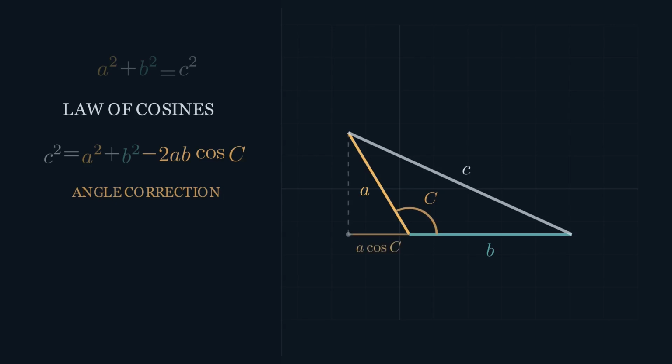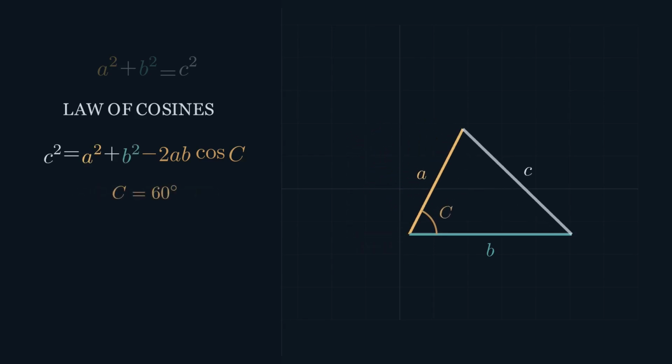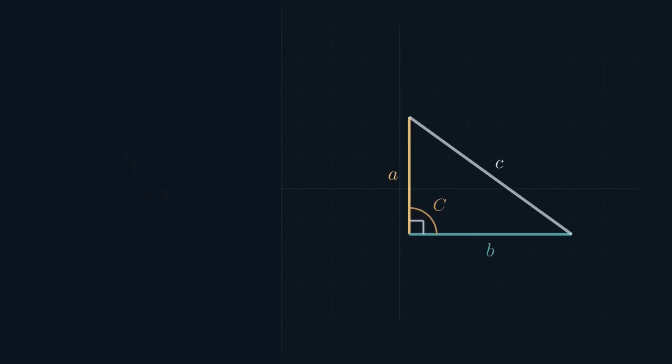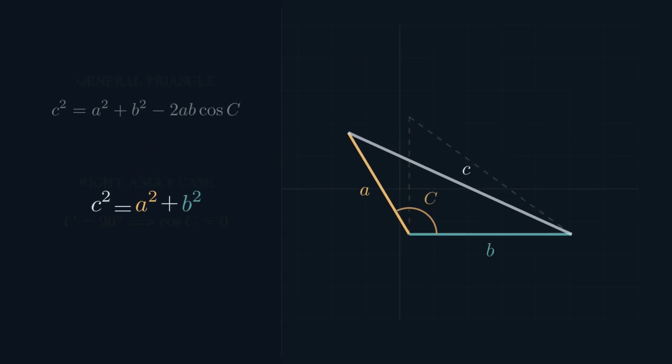At 60 degrees, sides 3 and 4 produce a third side of about 3.61, not 5. At 90 degrees, cosine is 0, so the correction term vanishes. The famous equation is therefore not a universal triangle rule. It is the exact right-angle case of a larger relationship.